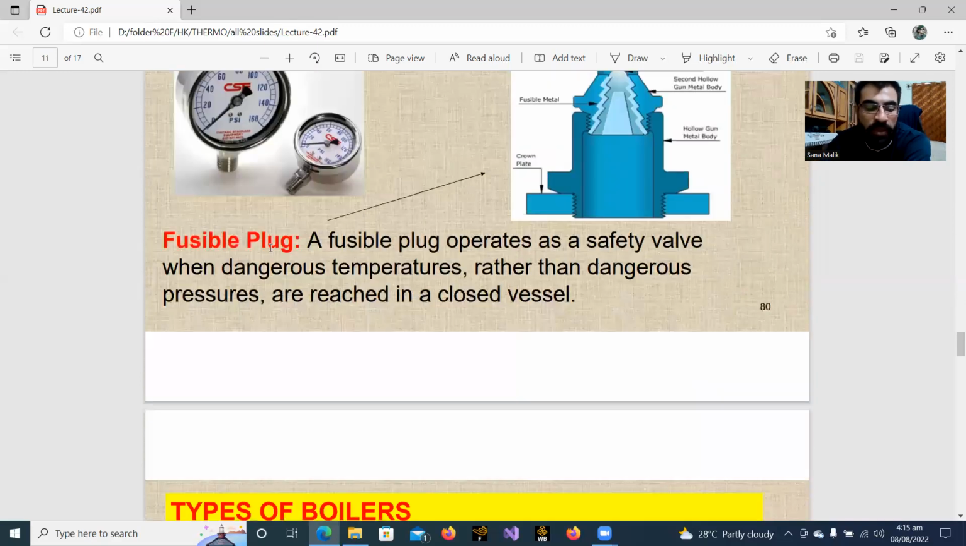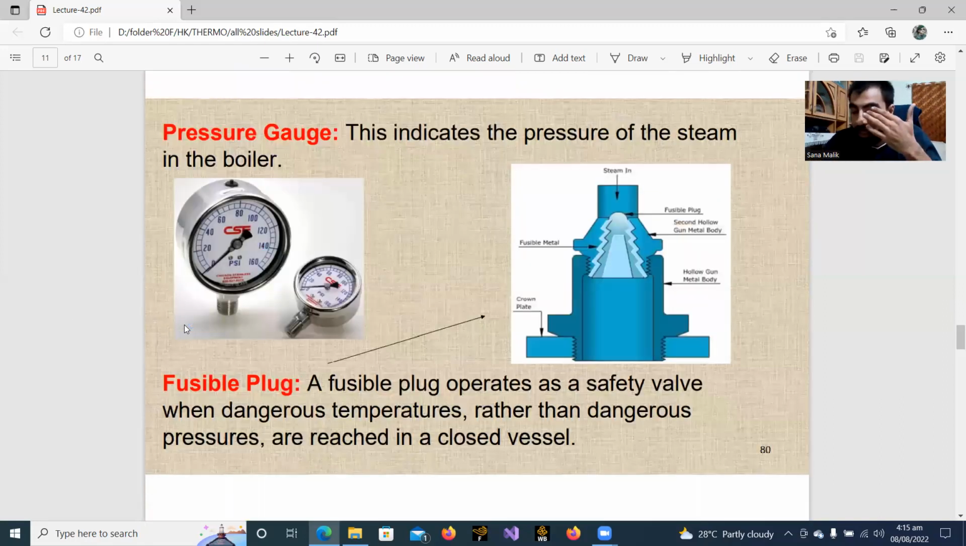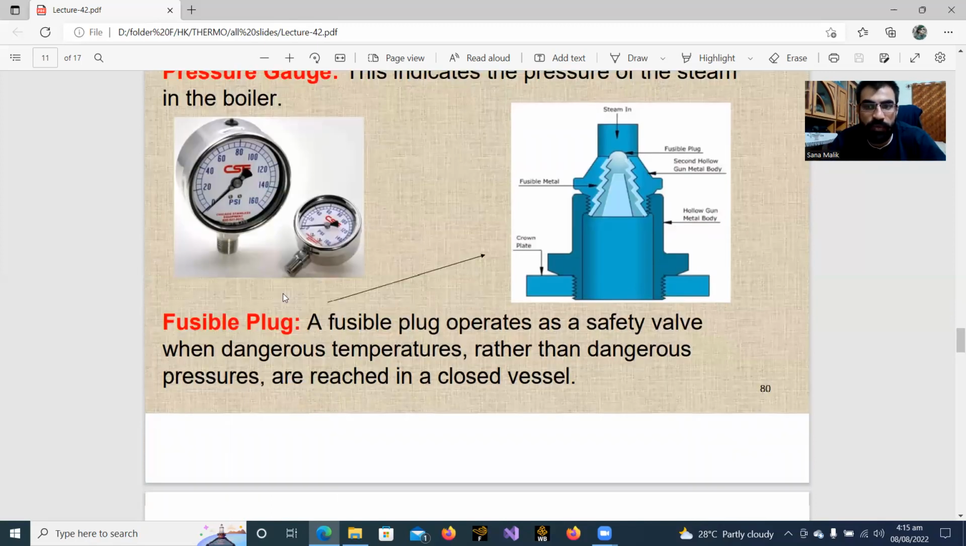Fusible plug: likewise, excessive pressure is dangerous for the boiler's health, and excessive temperature is also hazardous to boiler life, causing various thermal stresses on the outer surfaces of the boiler. So we use a fusible plug, and whenever a certain temperature limit is reached, the fusible plug fuses and the entire boiler operation shuts down. This avoids any damage to the boiler.